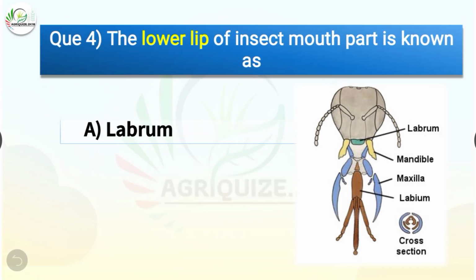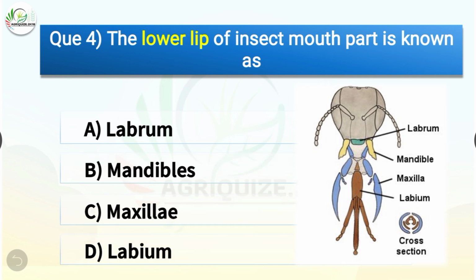Question number 4. The lower lip of insect mouth part is known as. The options are labrum, mandibles, maxillae, or labium. The correct answer is option D, labium. So the lower lip of insect mouth part is known as labium, whereas the upper lip of insect mouth part is known as labrum. The upper jaw of insect mouth part is known as mandible, and the lower jaw of insect mouth part is known as maxillae.